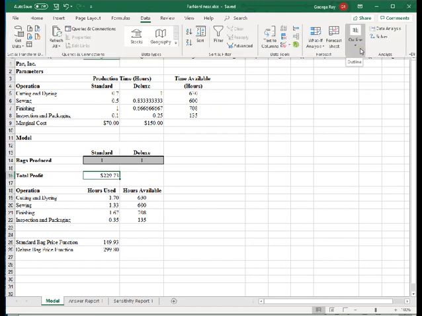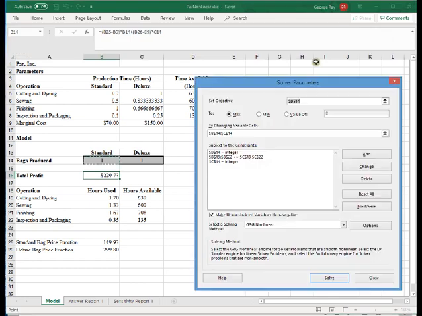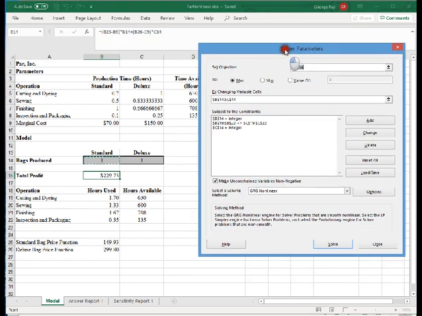So we'll go up to Data and Solver. And here we have our constraints entered. We want B14.